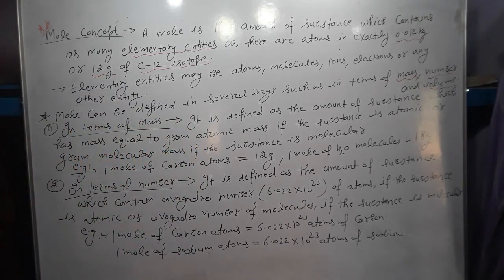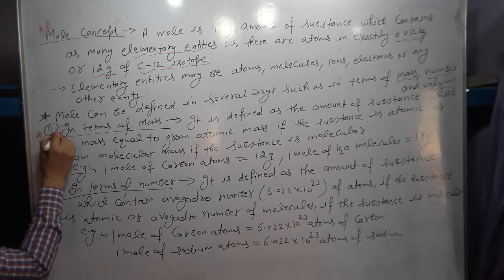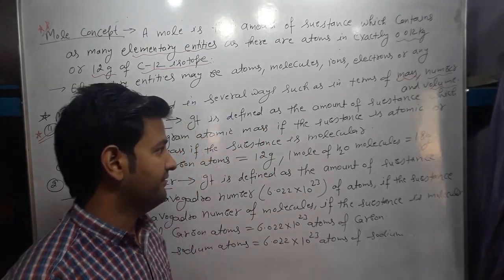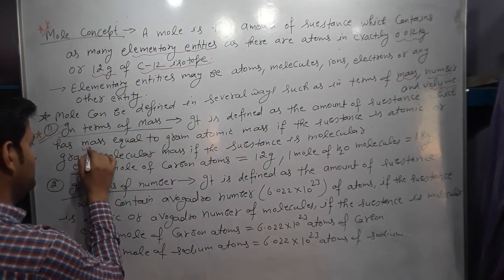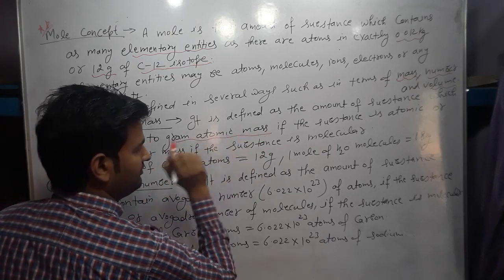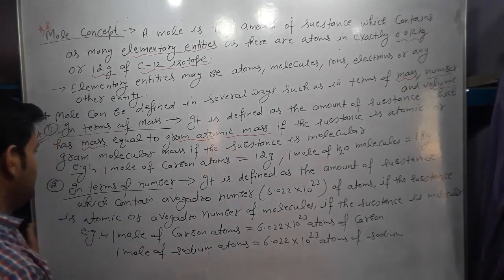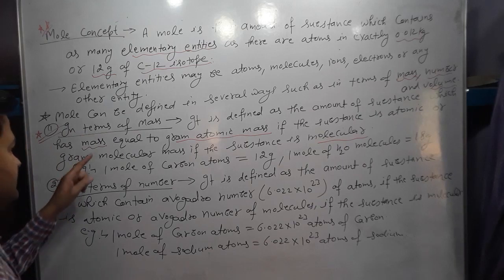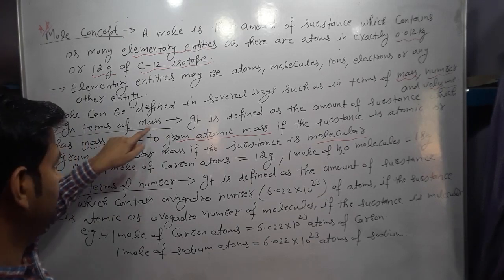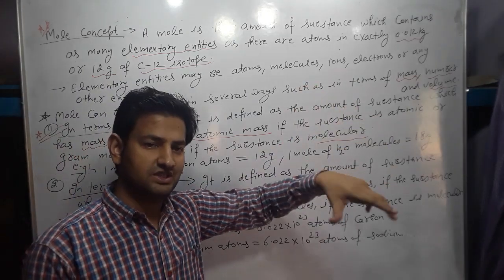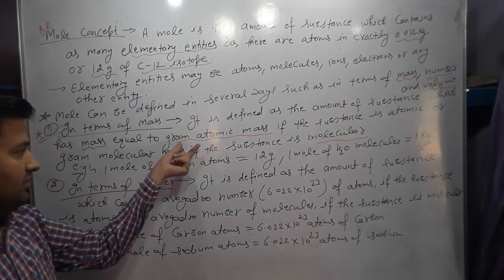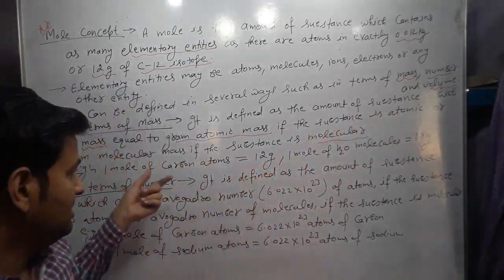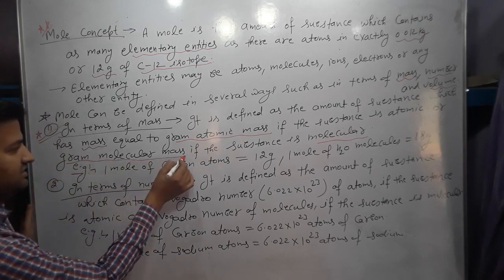So the first definition of mole is in terms of mass. In terms of the mass, we can define mole. It is defined as the amount of substance whose mass is equal to gram atomic mass if the substance is atomic, and it is equal to gram molecular mass if the substance is molecular. So we can say that the mole in terms of mass is simply the amount of the substance, meaning quantity of substance, which is equal to gram atomic mass if the substance is atomic, and equal to gram molecular mass if the substance is molecular.